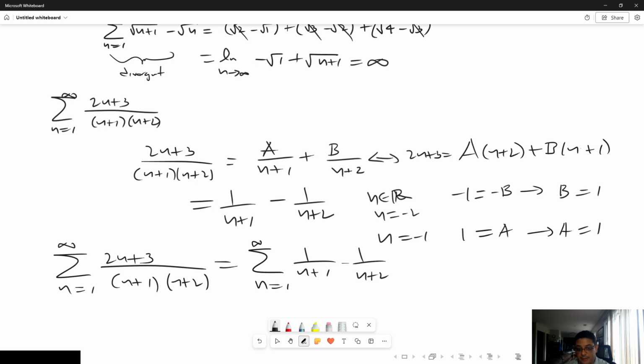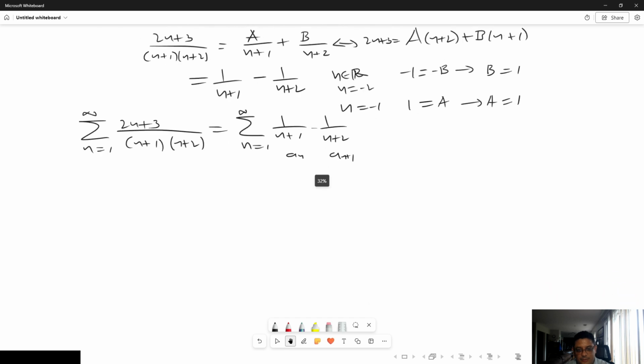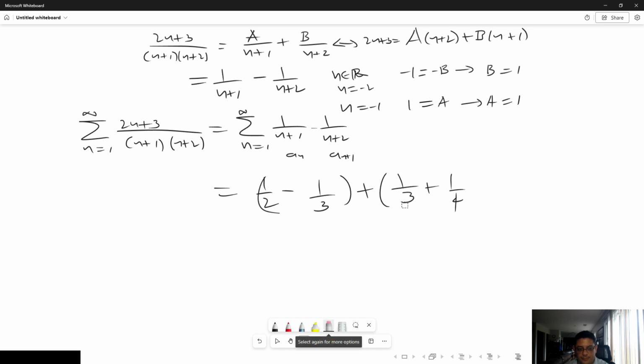some sort of telescopic series. Notice that if this is the a_n, this is the a_(n+1). And so we can do the same kind of thing that we've been doing for evaluating telescopic series. We initially plug in the first term. This is 1/2 minus 1/3, plus, for n equals 2, 1/3 minus 1/4. Now you can kind of see the pattern here: 1/4 minus 1/5. And so this cancels, this cancels, this cancels.